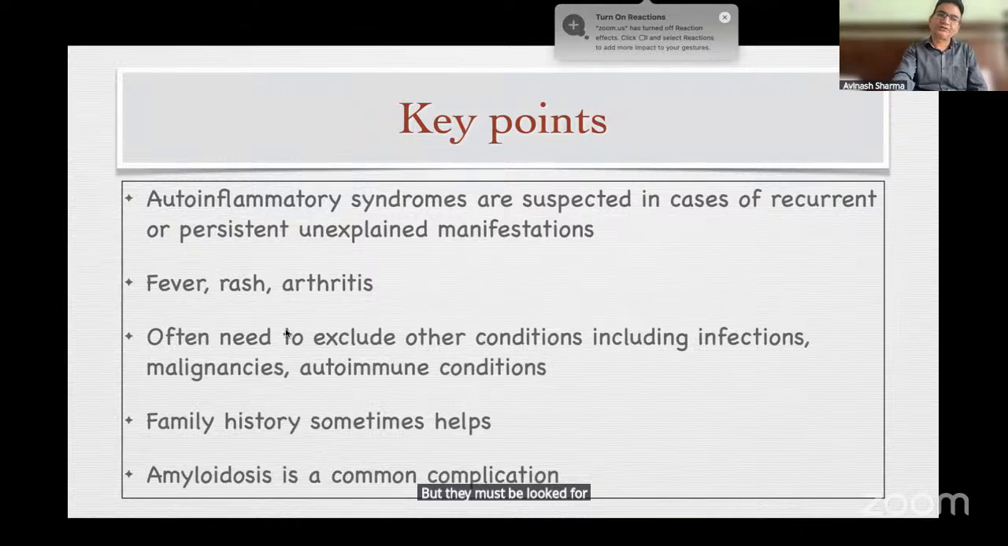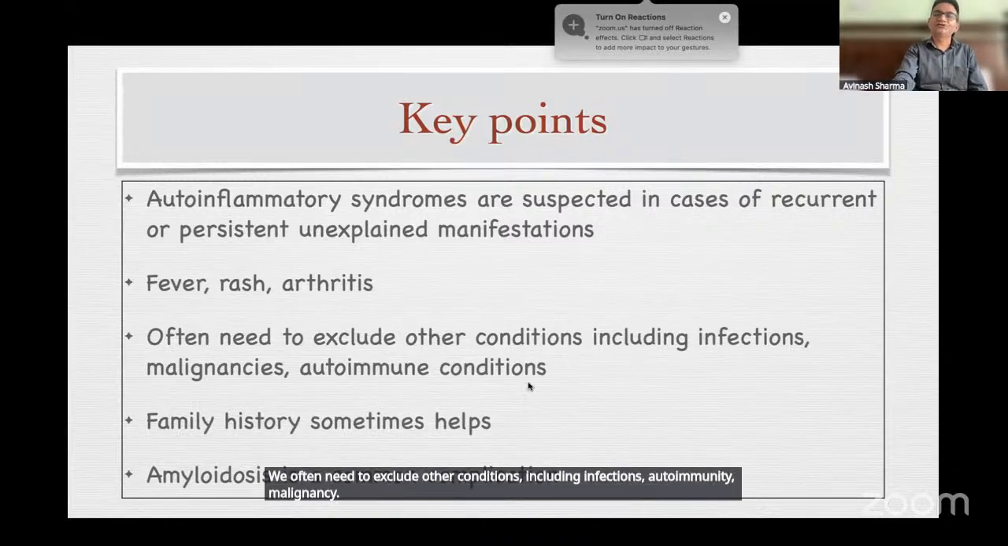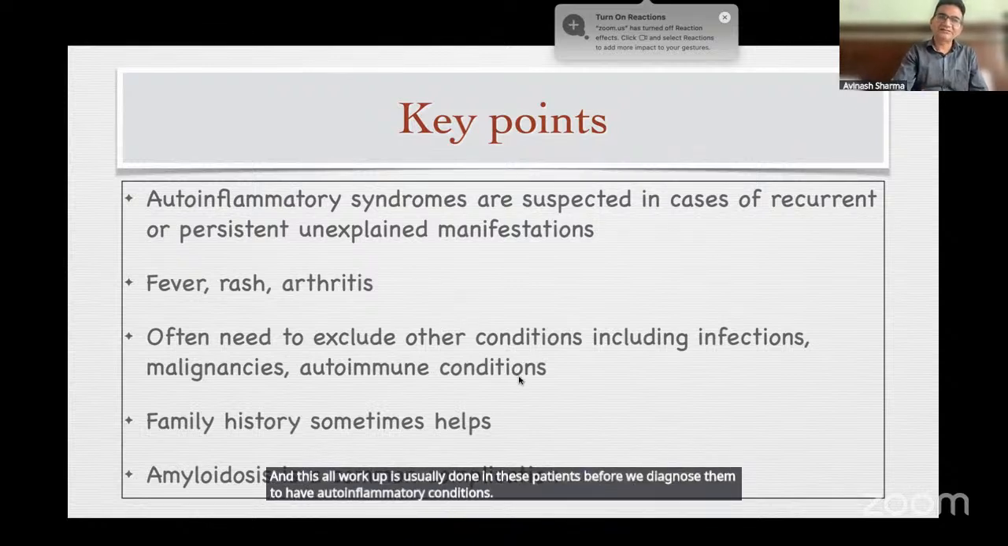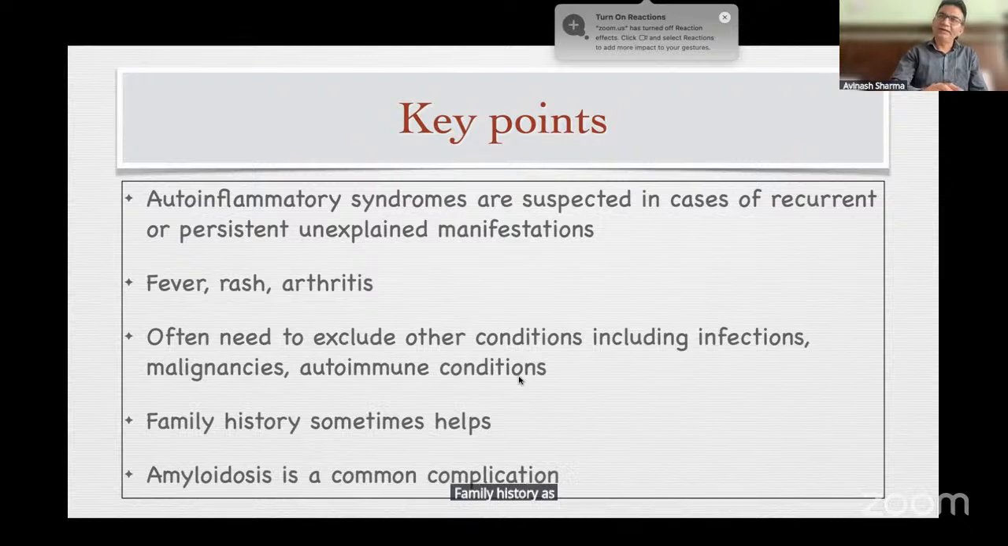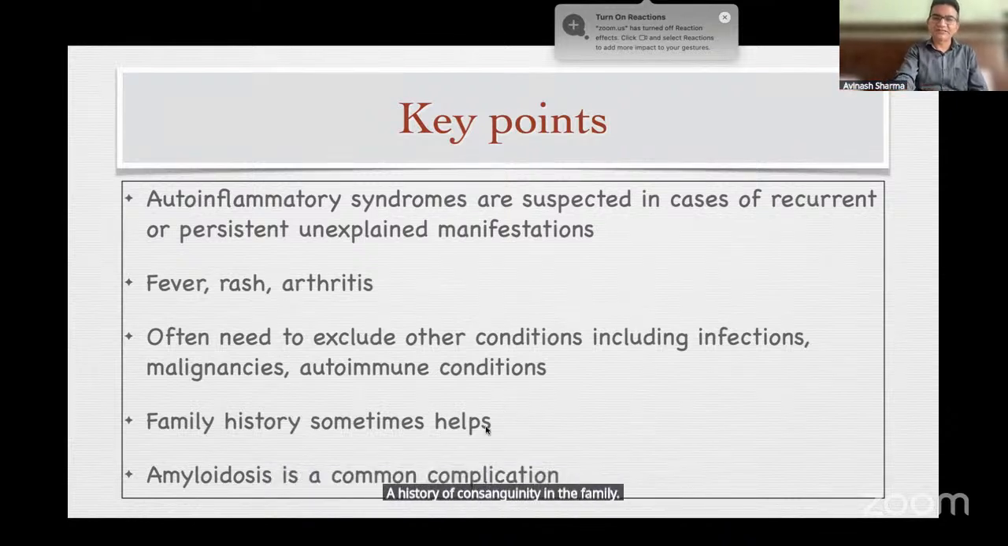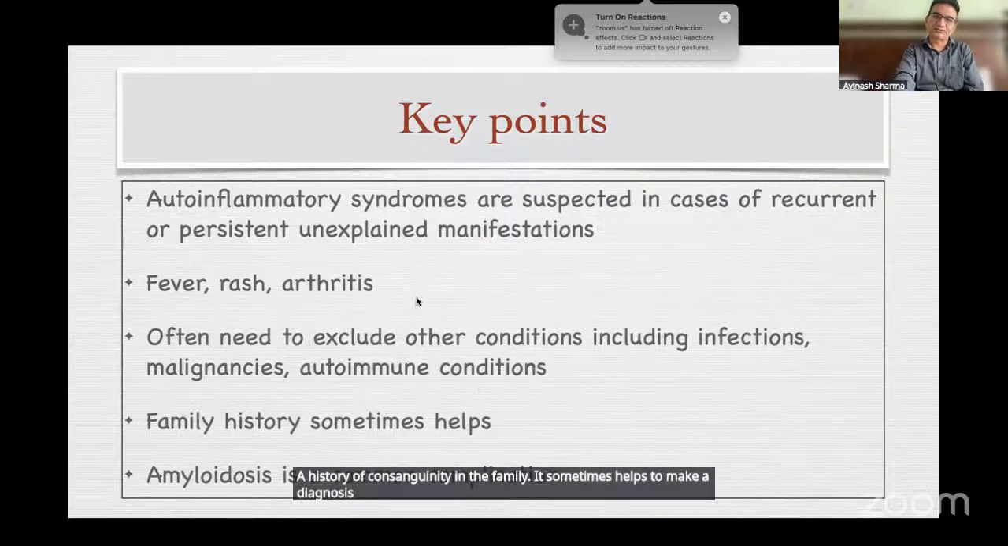We also understood that to diagnose autoinflammatory syndromes, we often need to exclude other conditions, including infections, autoimmunity, and malignancy. This whole workup is usually done in these patients before we diagnose them to have autoinflammatory conditions. Family history, as I already discussed: many of these conditions are autosomal dominant in inheritance, and some are autosomal recessive. So family history sometimes helps, like a family member being affected in autosomal dominant conditions, or a history of consanguinity in the family. It sometimes helps to make a diagnosis of these genetic disorders.